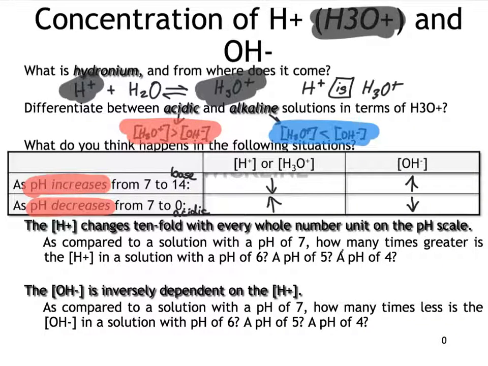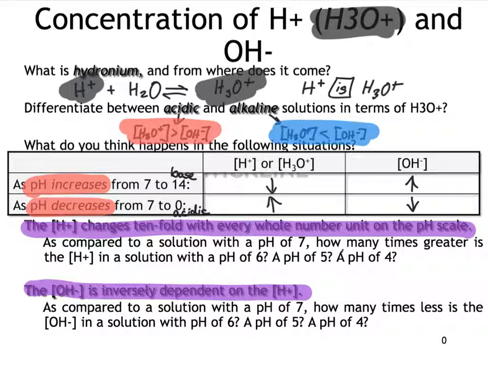Okay, now this is where it's going to get a little bit weird, because we're going to acknowledge that the pH scale is actually a logarithmic scale, meaning that it's a tenfold scale. So if you increase the concentration of hydrogen by tenfold, you'll actually only notice a 1 unit change on the pH scale. So that's here. Conversely, the concentration of hydroxide is inversely dependent on hydrogen. So whatever you notice is happening to the hydrogen, the reciprocal is happening to hydroxide. So we'll do some examples together now.